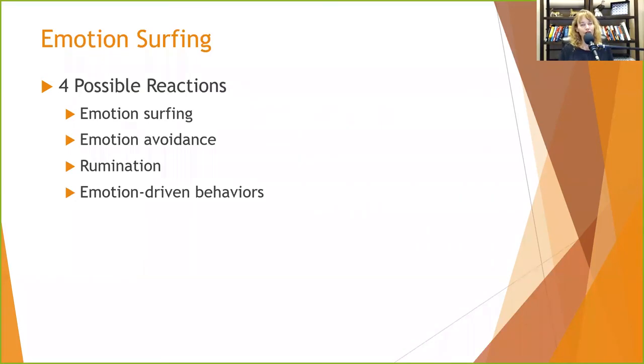When something happens, you have 4 possible reactions in general. You can emotion surf. You can ride that wave and then let it go. You can avoid the emotion. You can stick your fingers in your ears and say, nah, nah, nah, nah, nah. You can do something different. There's a whole list of things. You can ruminate about it and just really nurture that emotion and think about why you're angry. Or you can engage in emotion-driven behaviors, which are typically acting out or acting in, if you will. Addiction, punching a wall, those sort of things.